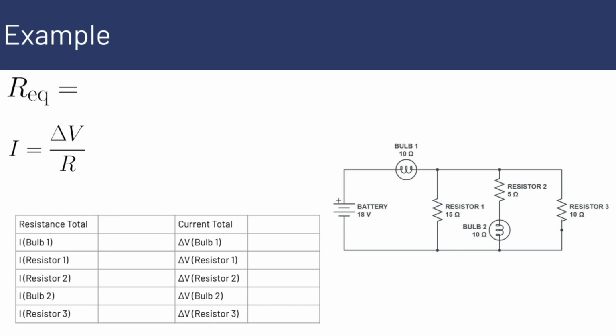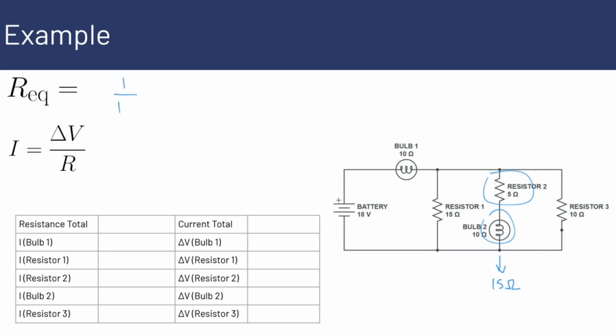All right, now we're going to put it all together and figure out all of this information for this new example. So first thing we're going to do is figure out our equivalent resistance. First we're going to figure out the equivalent resistance for the parallel branches. Here notice we have 2 resistors in series. So we have this bulb with the 10 ohms and this resistor number 2 with 5 ohms. Since these are in series, we're just going to add these together. So the total resistance for this branch is 15 ohms.